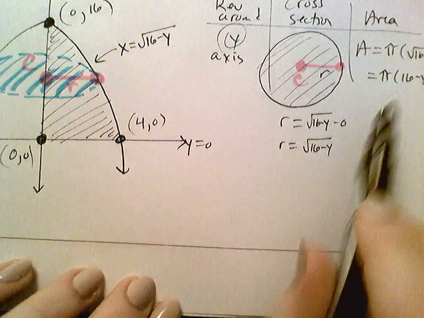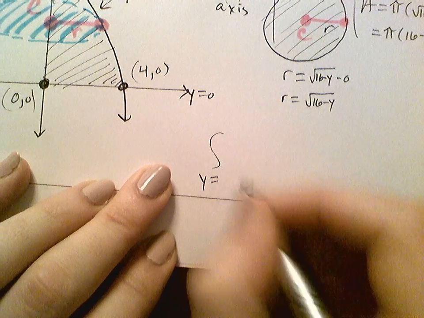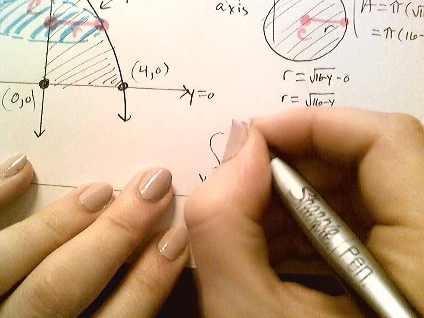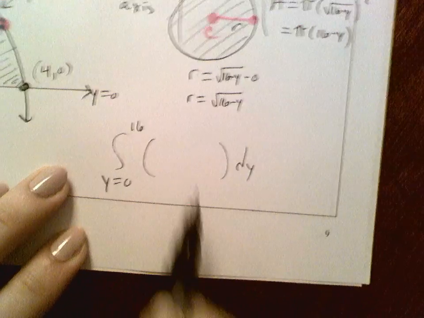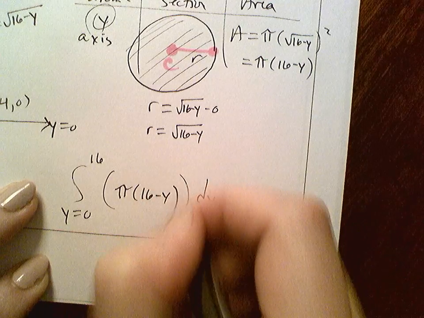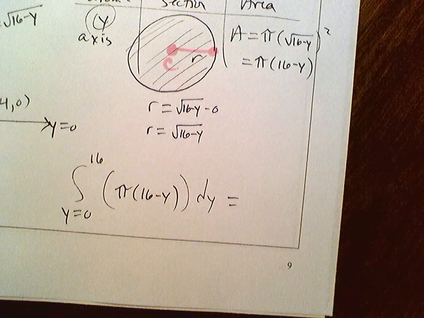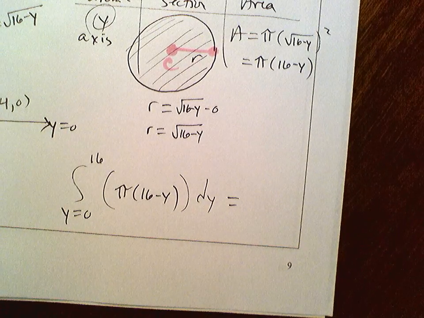And then to get the volume, you put the area inside of an integral. So you go the integral from y equals, the lowest y is 0, the highest y is 16. And what goes inside here is the area, so pi times 16 minus y. And I'll just tell you what it is to save time.